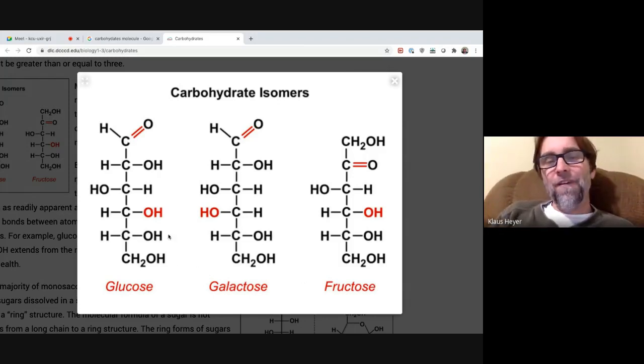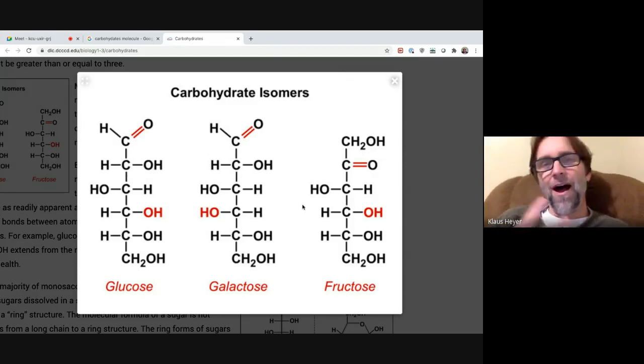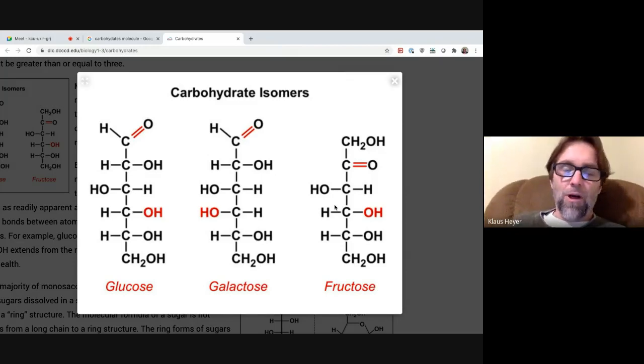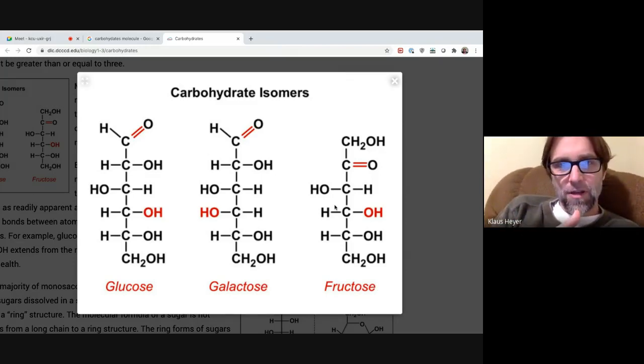So if I were to take any of these two and join them together, I'm going to make what's called a disaccharide. So di meaning two. So let's say I take glucose and I put it together with a fructose. So I'm going to take this molecule here and I want to join it with this molecule here. Well, how am I going to join it? Well, I don't know where I'm going to join it, but I know how.